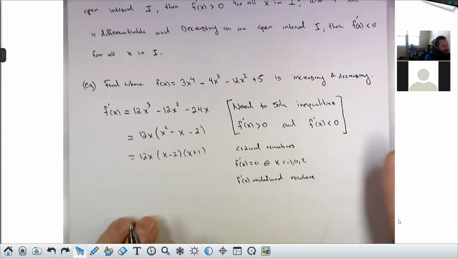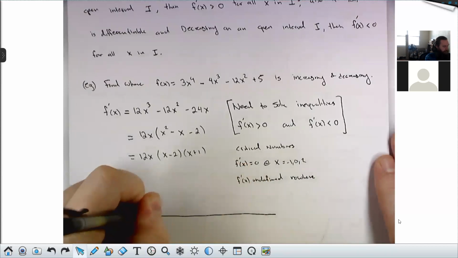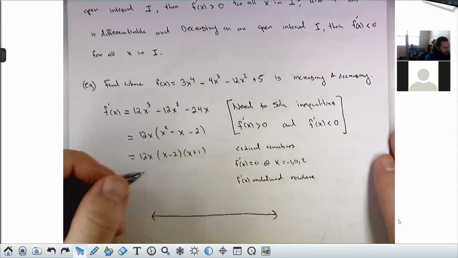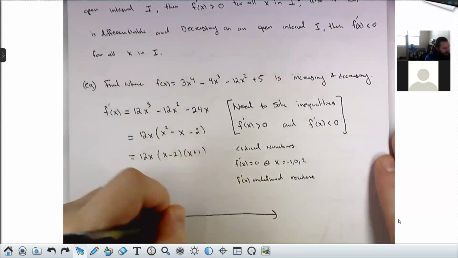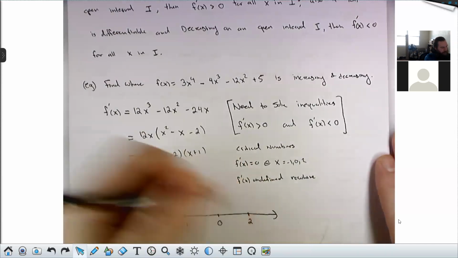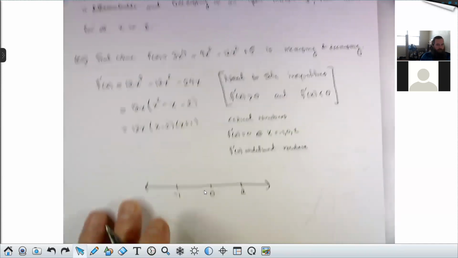I'm going to plot them on a number line. So -1, 0, 2. The spacing doesn't matter, just the relative placement. So -1 is the leftmost, 0 in the middle, and 2 on the right. That's all that matters. And then from each of these regions, I will test a point.